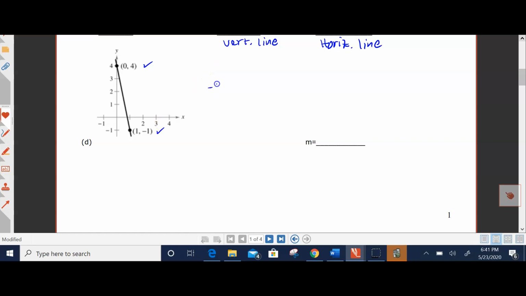So I would have negative 1 minus 4 over 1 minus 0. These are my y2, my y1. So negative 1 minus 4. There's my x2, x1. So I'd have 1 minus 0. So let's see what I get. Negative 5 over 1, so the slope would be negative 5. And notice that's a falling line, and the slope is negative. Falling lines always have negative slope.